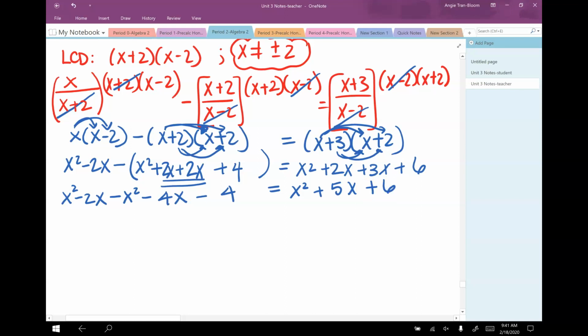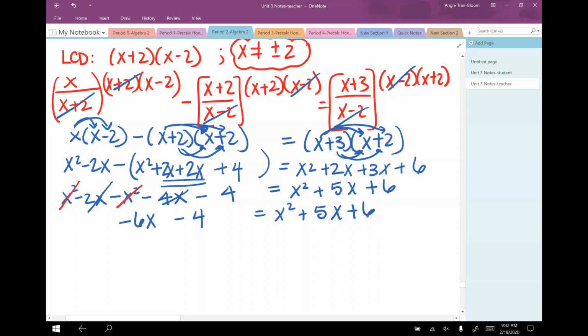On the left side, what's happening to your x squared, y'all? They cancel. You're right. Okay. Then let's combine negative 2x and a negative 4x. That will give us a what? Negative 6x. And that's all gone. Minus the 4 back down equals x squared plus 5x plus 6. What do you want to do next to solve for x?